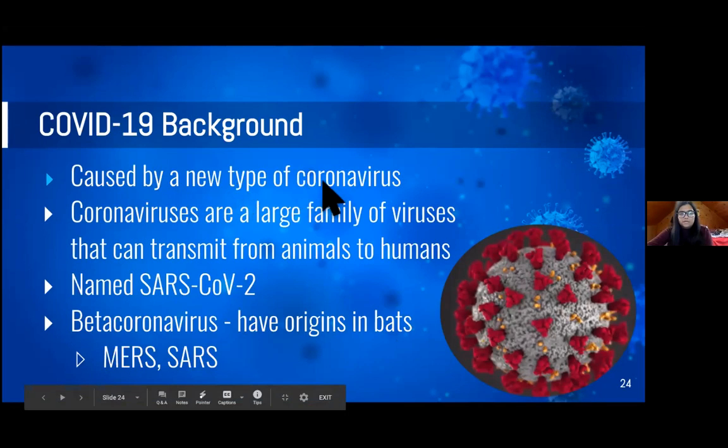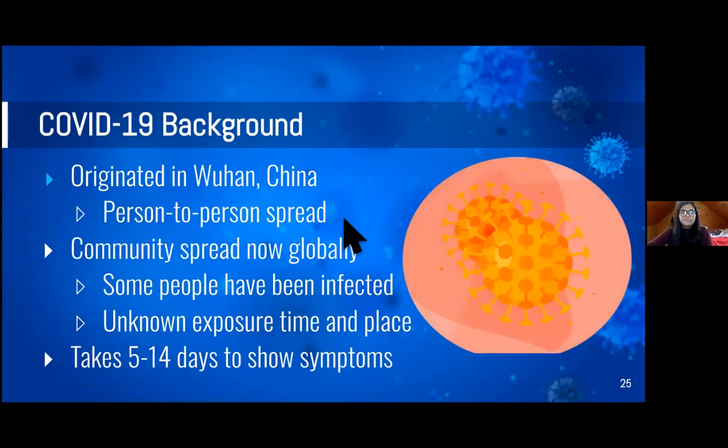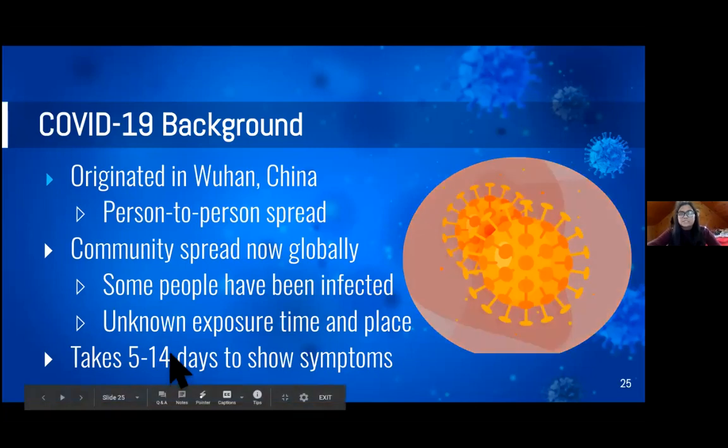It originated in Wuhan, China, and at first they thought it was a different type of transmission, but when they started looking at different cases and how people were getting the virus, they found that it was more likely person-to-person spread. Now in global terms, it's community spread, which means that some people have been infected, but the exposure time and place is still unknown. It generally takes 5 to 6 days to show symptoms, but they usually say, just in case, to wait 14 days. So that's why I wrote 5 to 14.